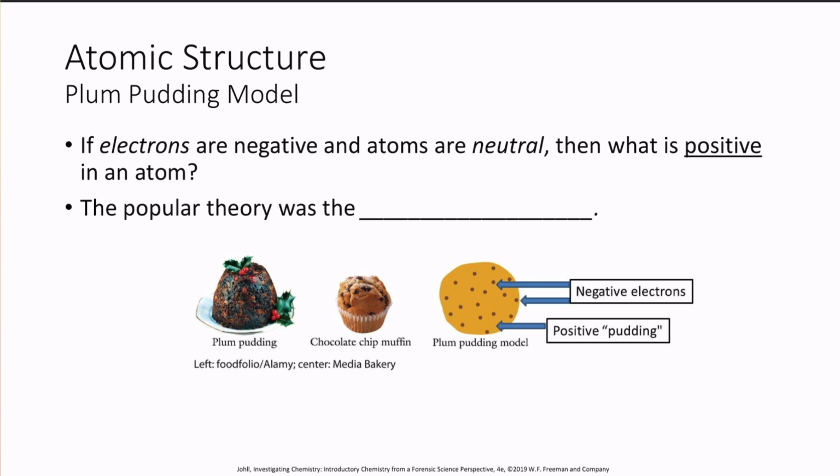Now, if electrons are negative and atoms are neutral, then what is the positive in an atom? And so this was the popular plum pudding. It was this positive area. So this was the plum pudding model.